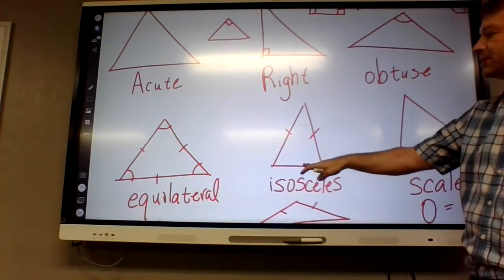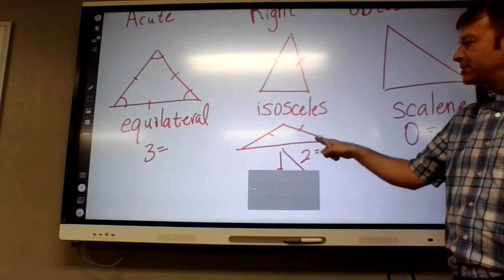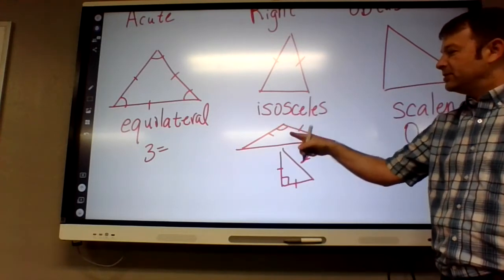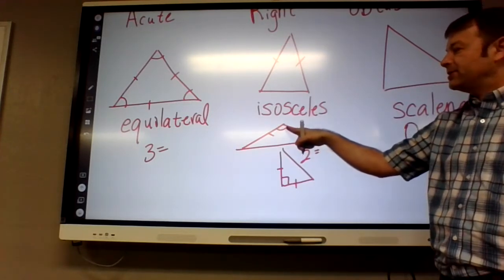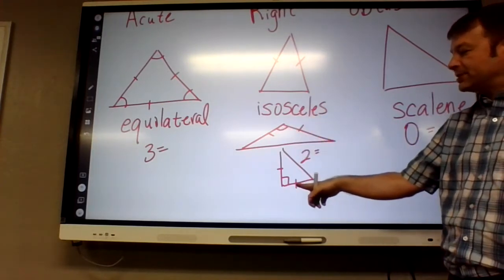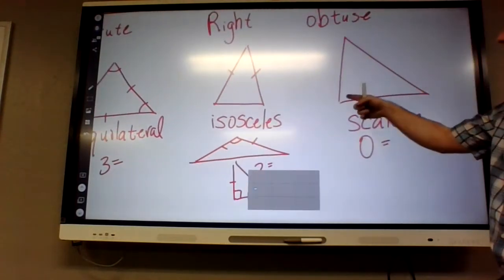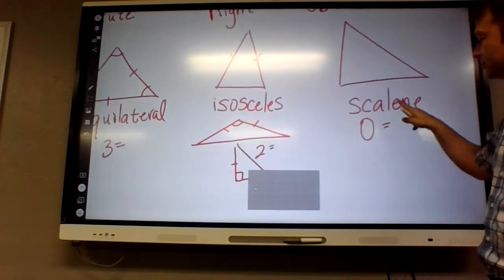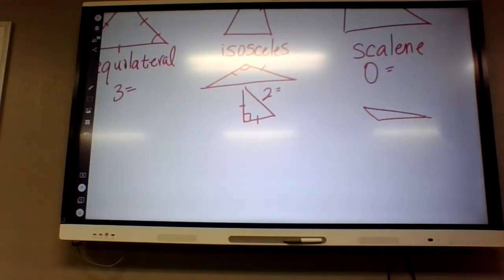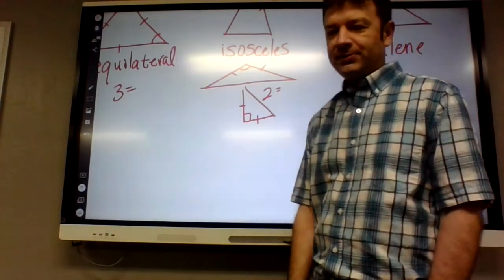This is isosceles acute, because all three angles are acute. This is isosceles what? Isosceles obtuse, right, or obtuse isosceles. I don't think there's really an order to it. This is isosceles and right. This is scalene and acute. This would be obtuse scalene. So anyway, they look like a lot of different things.